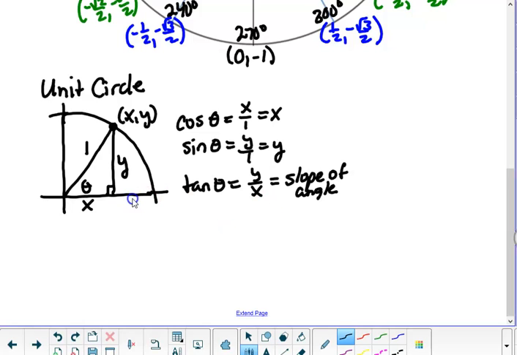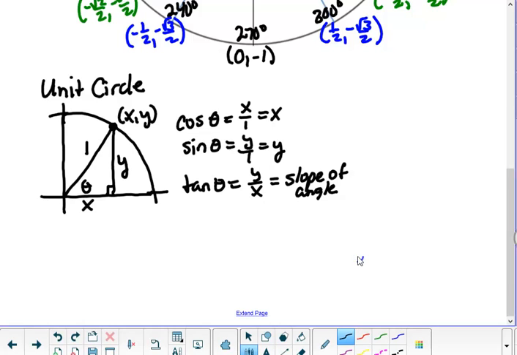Okay, so if I know the xy coordinates, I can find sine and cosine and tangent just knowing the coordinates on the unit circle because the radius is 1. That's only because the radius is 1. Otherwise, I would be dividing by something other than 1, and this would not have the same relationship.